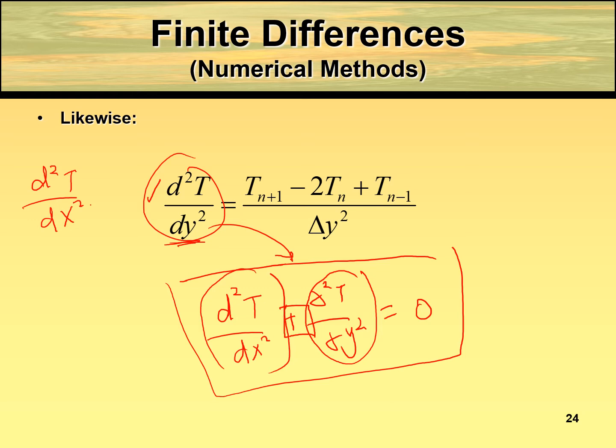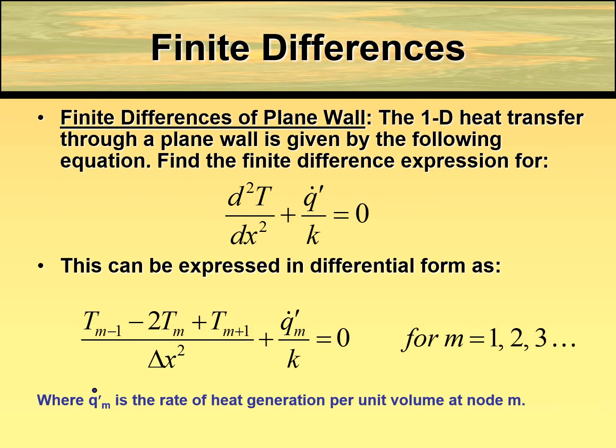So add them up and then equate it to 0. Why 0? Because we say that there is no heat generation. So if there is no heat generation, then automatically this becomes zero, right? Now if you look at this, this is doing the same problem again, and you include the heat generation.